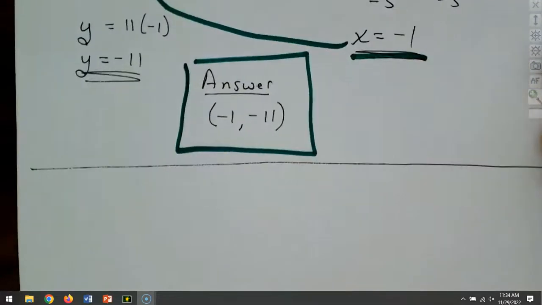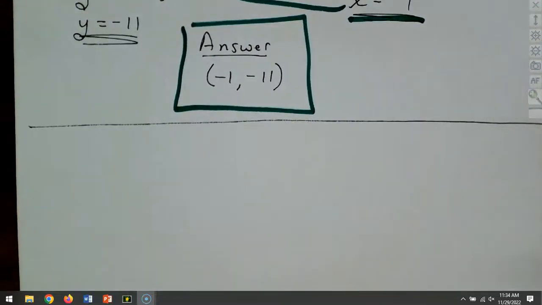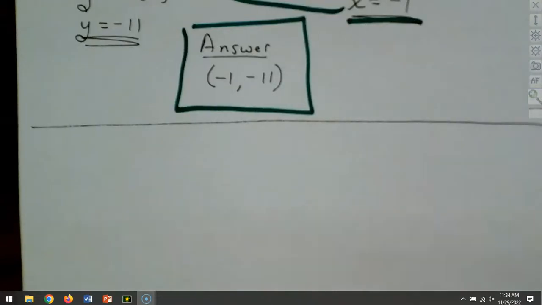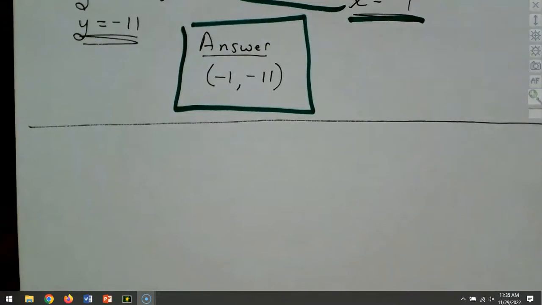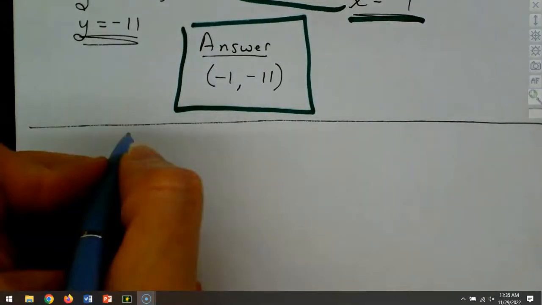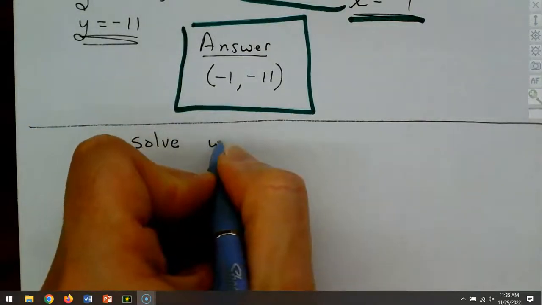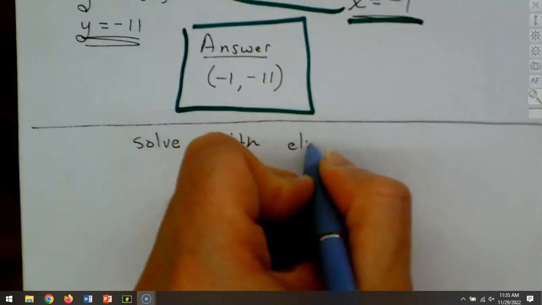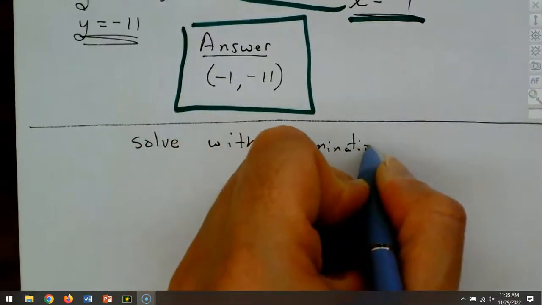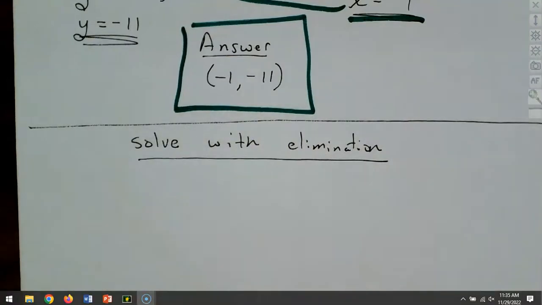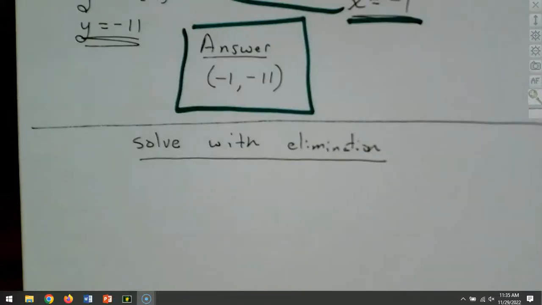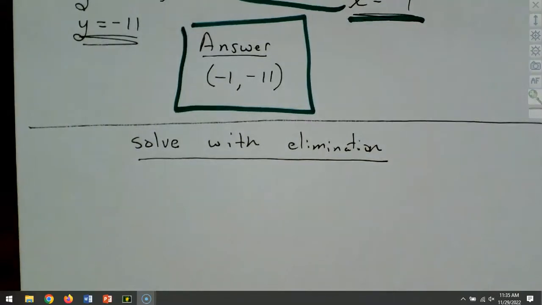Elimination is what we use most of the time. For most cases, elimination, or Gauss-Jordan, which is basically the same thing, is what we're going to be using more than anything else. So we're now going to solve with elimination. I'm going to pick two of these from our textbook to look at. We'll do one with fractions and one without.